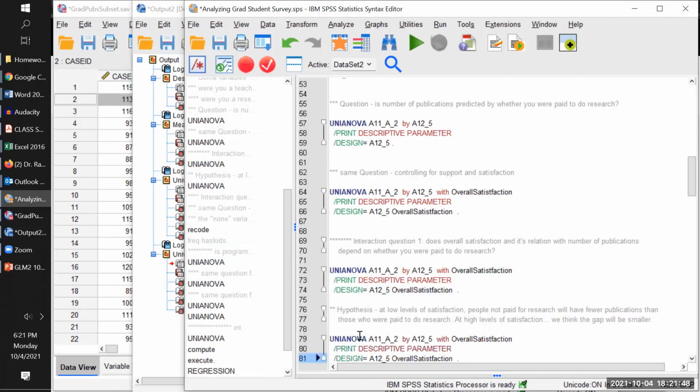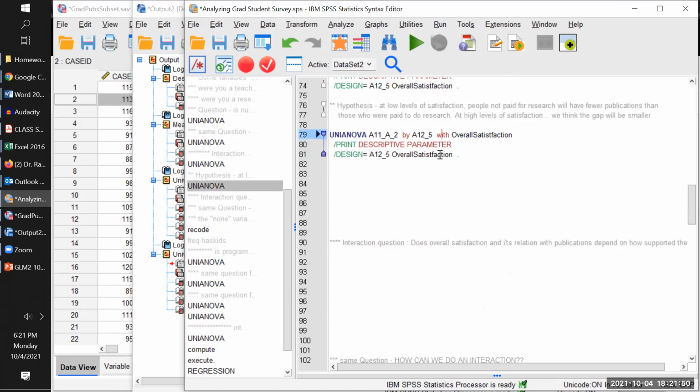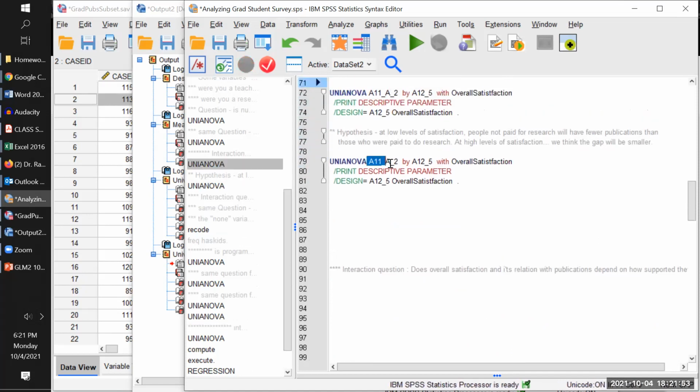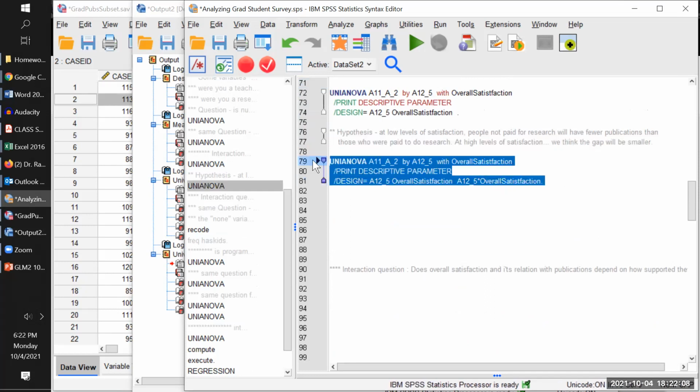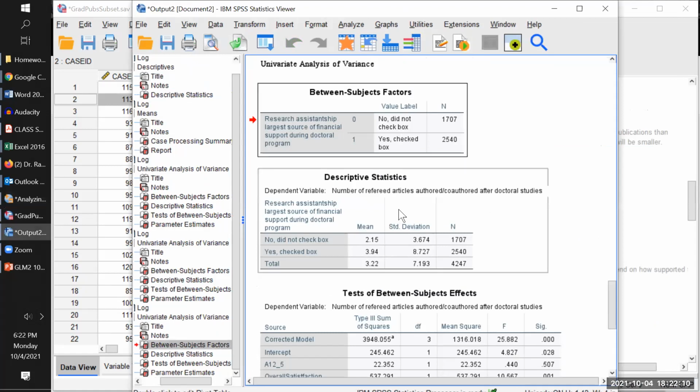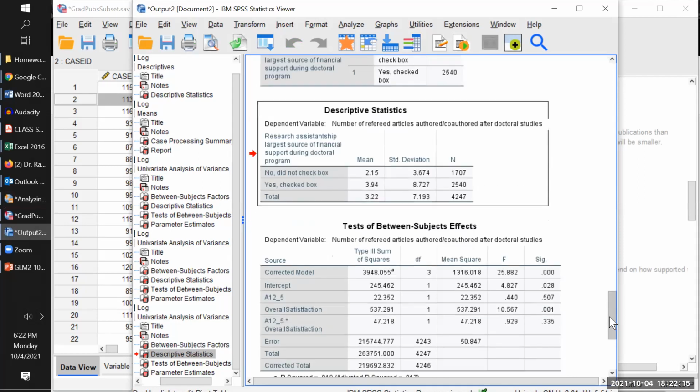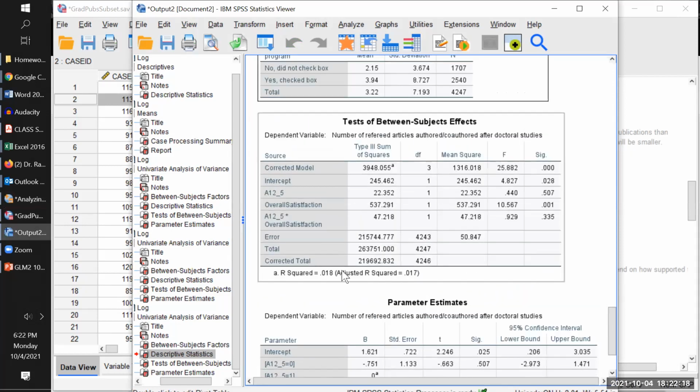Okay, so let's put that in this model, and we do that because this is the same model. And now, remember, we have to keep our main effects in the model, otherwise it's not an interaction, it's just a variable. All right, there we are. We still get our main effects. Now let's move down to our between subjects effects. Our R squared is about the same, 0.18, so about 2% of the variance explained.